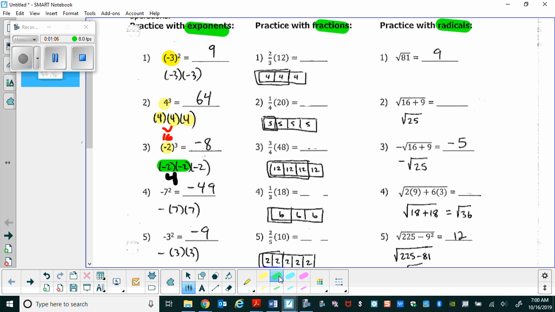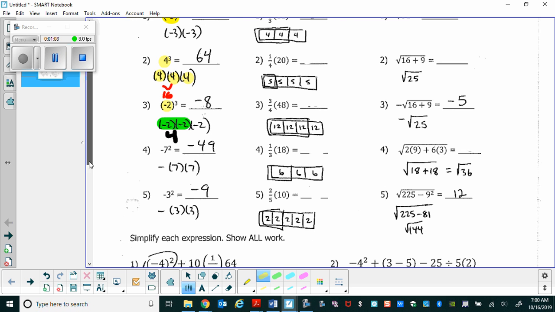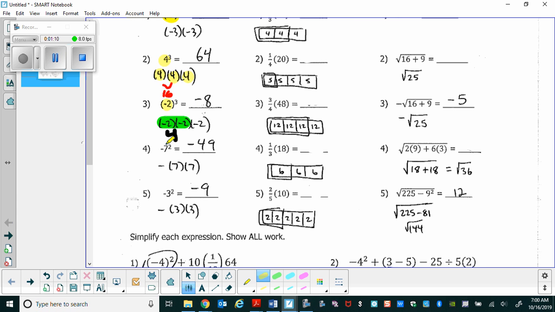Now, we have learned this stuff, so be careful here for number 4. We've got 7 times 7, and that's going to be 49, and then the negative, because it's not in parentheses, means we have a -49.